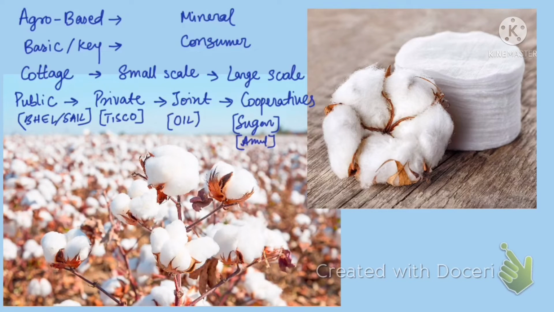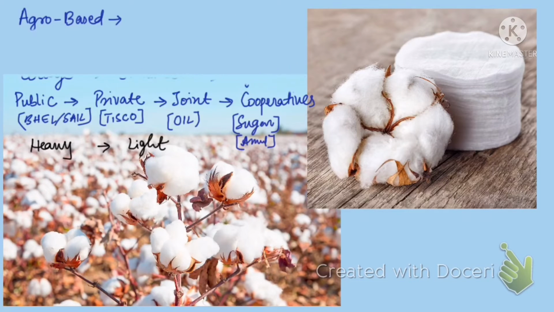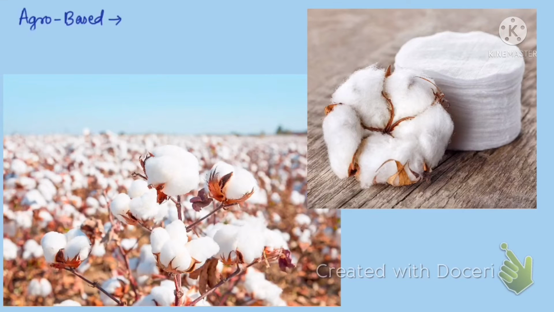Based on the bulk and weight of the raw materials, there are heavy industries such as iron and steel industries and light industries such as electrical industries and stuff like that. Now we are going to study everything in a detailed and step-by-step manner. So basically agro-based industries like cotton, jute, silk, woolen textiles, edible oil, sugar, all these come under agro-based industries, which has agriculture as the raw material.